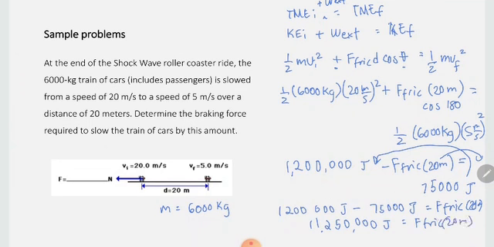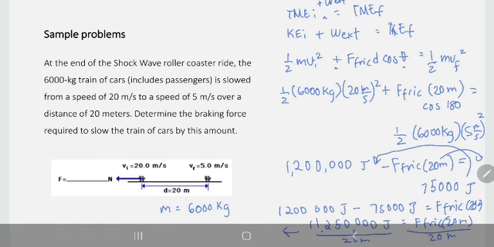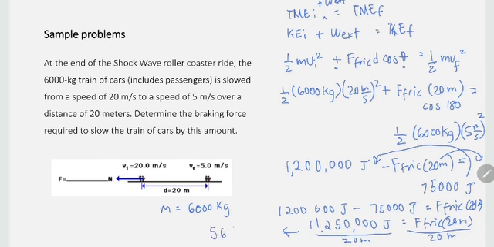Divide both sides by 20. That will cancel out the meters in the Newton meter, so you will be left with Newton, which is the unit of force. Okay, you should be getting 56,350. Yun yung frictional force na kailangan. Okay?